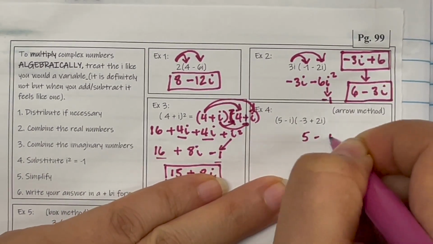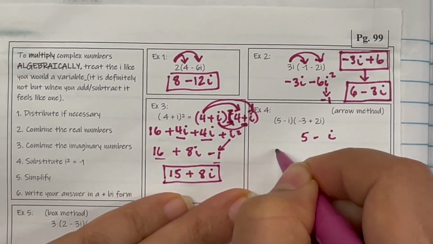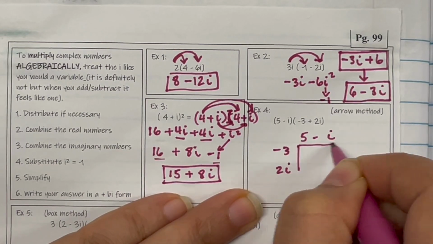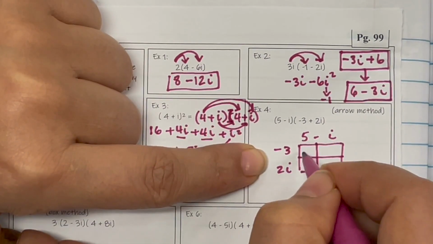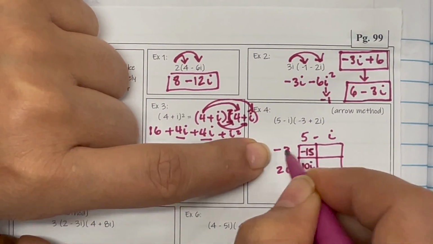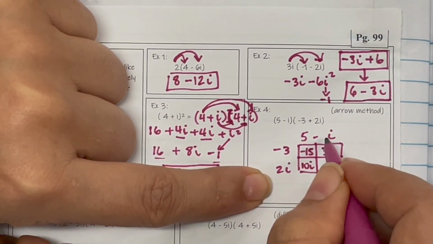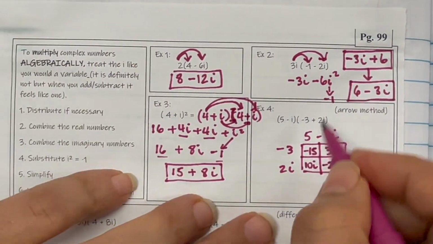So looking at the box method, you take the first one and write it on the top, then you take the second one and you write it as a column. Then you draw a box. And then you separate between everything. Negative 3 times 5 is negative 15. 2i times 5. Negative 3 times negative i. And then finally 2i times negative i.